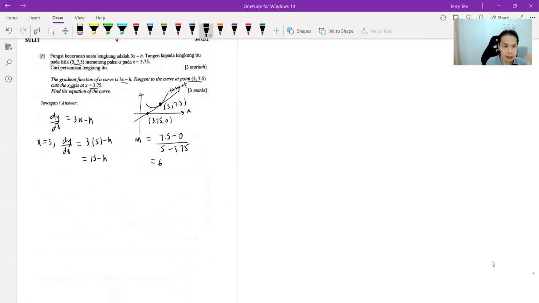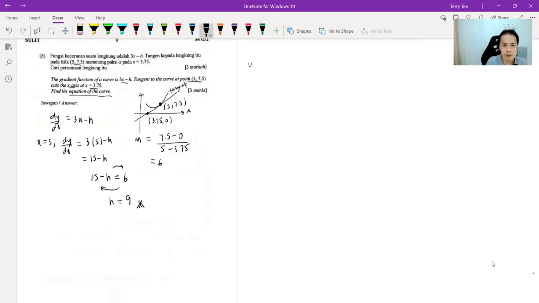Now we know the gradient of the tangent dy dx is now 6. And 15 minus h is therefore 6. And now we can solve for h. Bring over, my h is 15 minus 6. My h is 9. Yeah, first part is simple. Okay, now the question didn't actually ask you to find h, but we need to find h before you can find the equation of the curve.